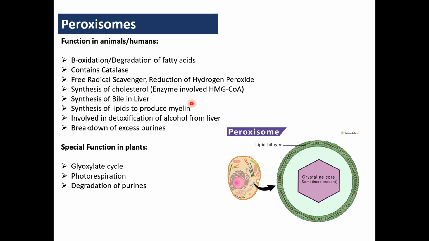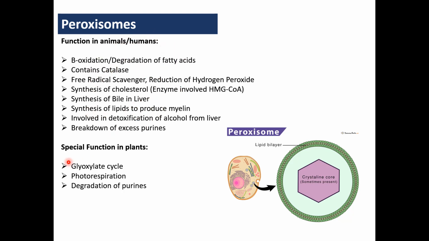Peroxisomes also have enzymes which are involved in the synthesis of cholesterol, some of the enzymes being HMG-CoA. Then it is also involved in the synthesis of bile in liver. It helps in the synthesis of lipids to produce the myelin, for example, the myelin sheath that covers the axons of the nerves, and it is also involved in the detoxification of alcohol from the liver as well as breakdown of excess purines. So these are some of the functions in the animals.